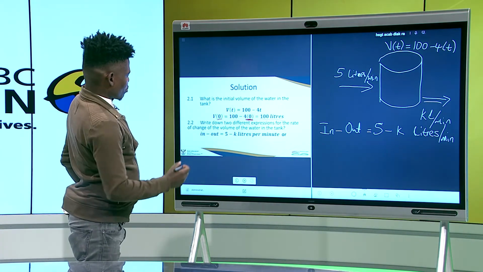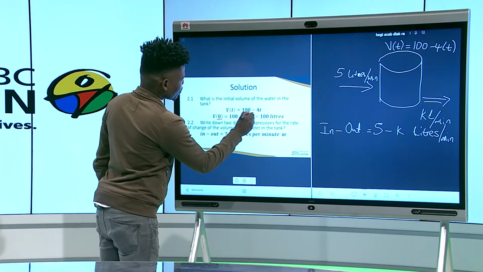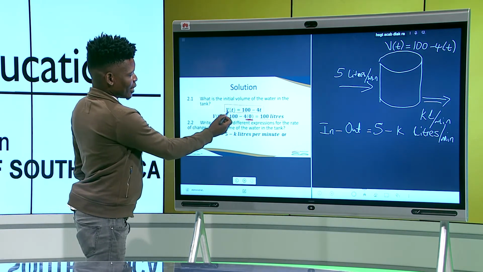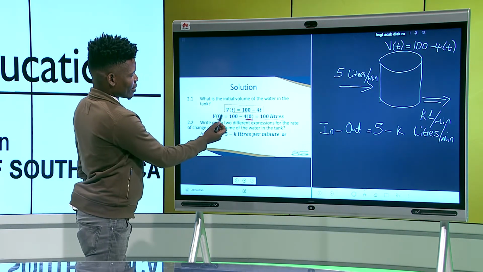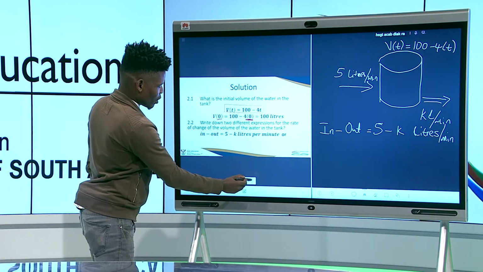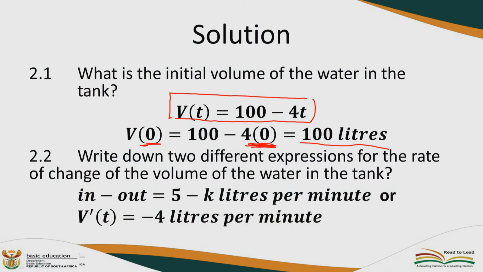So now, if we take our function for the volume, and then we find the derivative of that, you can clearly see that if we take the derivative of this, we're going to get -4. So the first derivative of V will give us -4 liters per minute. Liters per minute meaning that this is a rate.